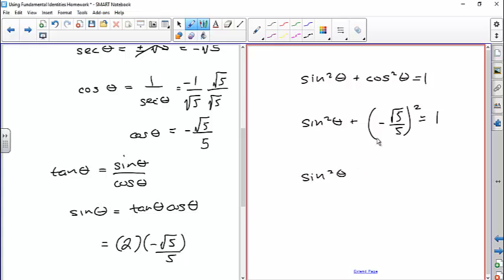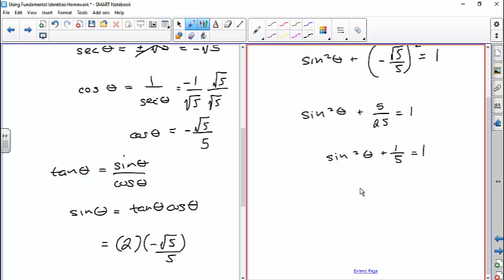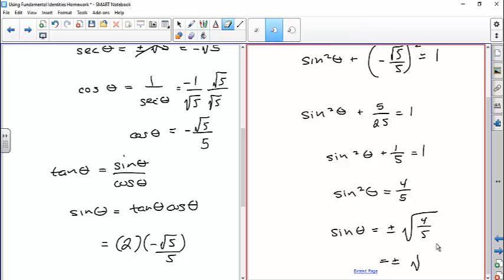Sine squared theta, the negative gets squared, so it becomes positive. And the square root of 5 squared is 5. 5 squared is 25. This is 1/5. Then if you subtract 1/5, you got 5/5 minus 1/5, so that's 4/5. Take the square root. Sine of theta equals plus or minus the square root of 4 divided by 5, which is plus or minus, well, square root of 4 is 2, so you get 2 divided by the square root of 5.